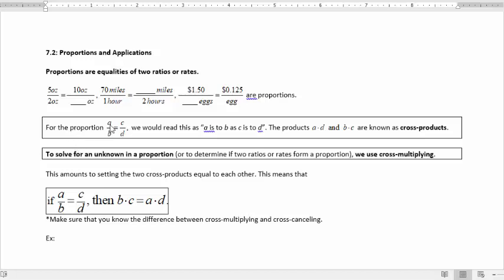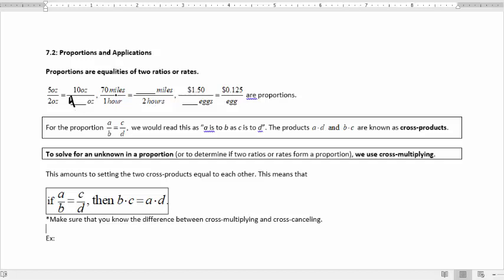Okay. So I gave you three examples here of proportions, right? So one of them would be 5 ounces is to 2 ounces, as 10 ounces is to how many ounces? Well, from 5 to 10, I multiplied that by 2. So I do the same thing with the 2, multiply by 2, and I would get 4 ounces, right? So 5 ounces is to 2 ounces, as 10 ounces is to 4 ounces.